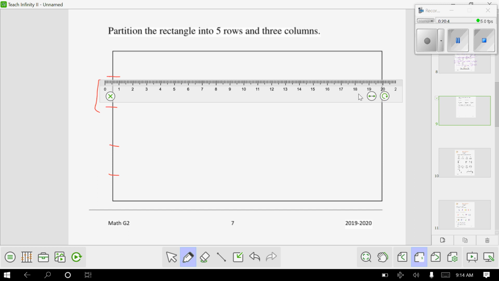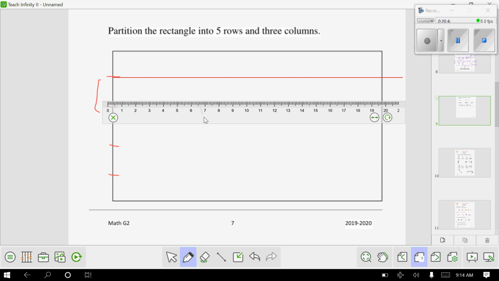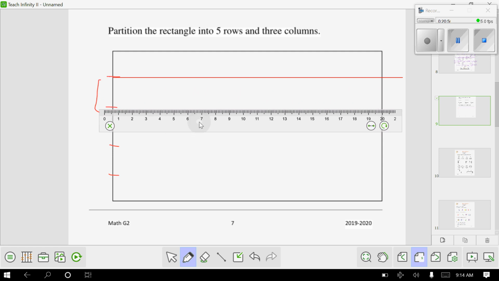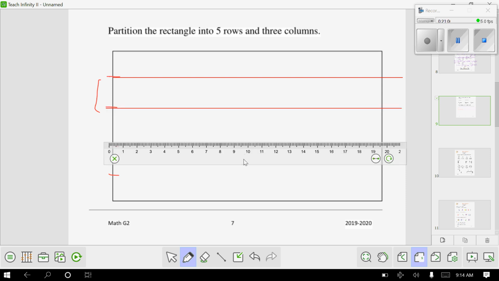Oh boy, it's not working. Okay, this is the first. Yes, here is the second.